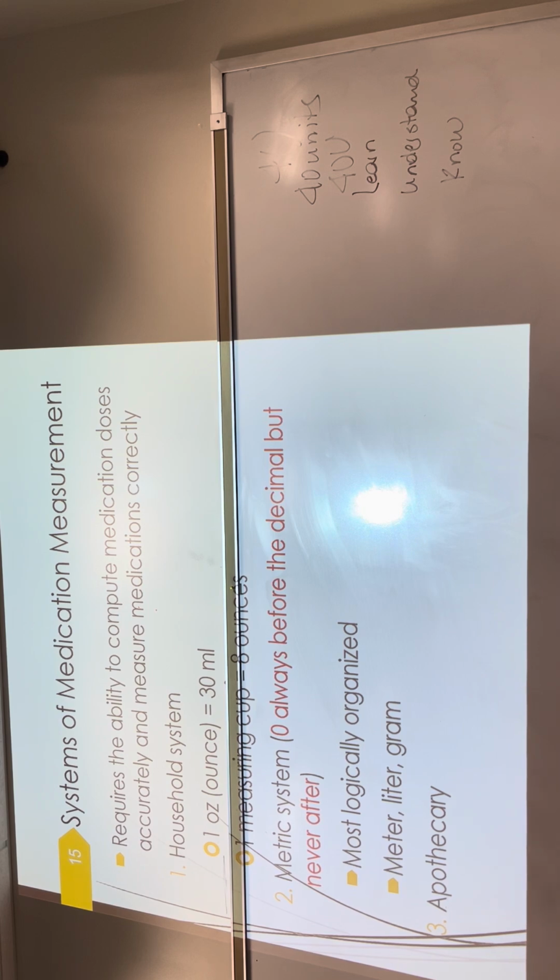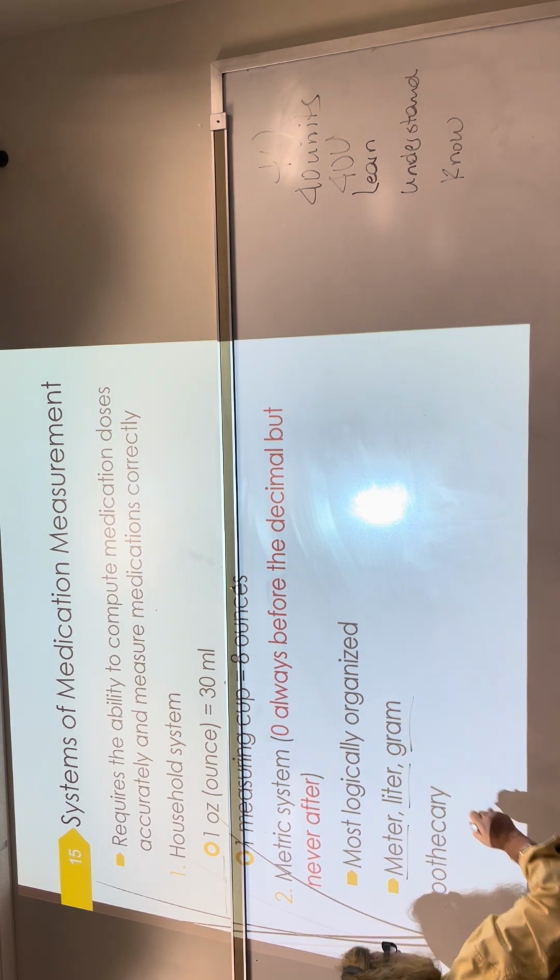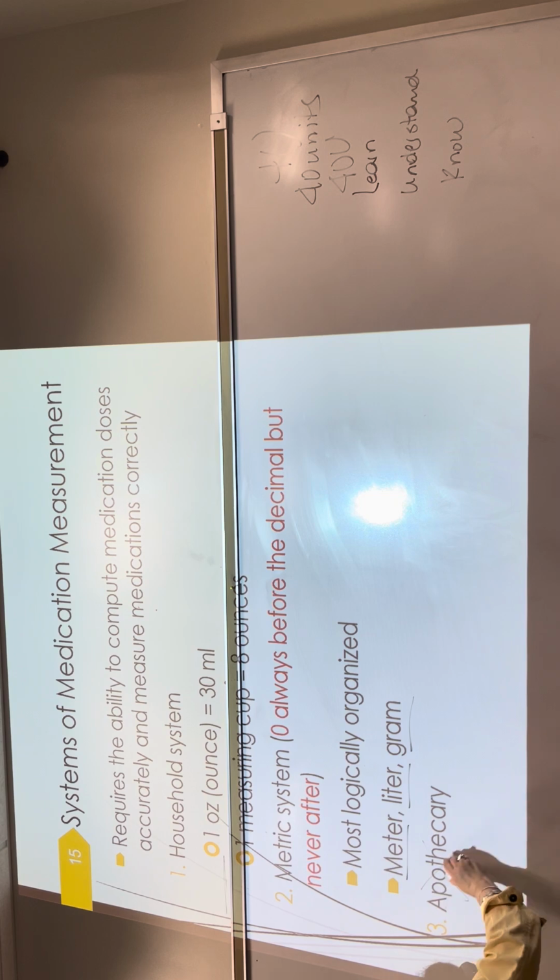So metric system, 0 always before the decimal, but never after. Most logically organized, meter, liter, gram. So these are the things that you're going to know. All right, so meter, liter, and gram. So this one we're not going to be using it.